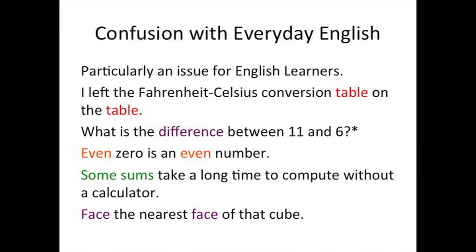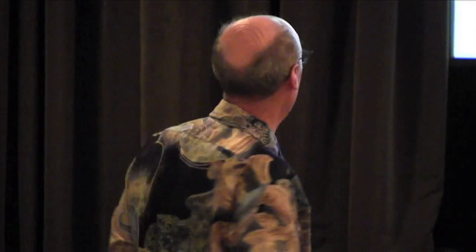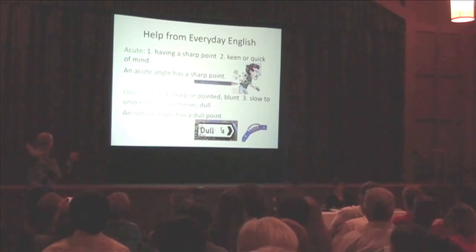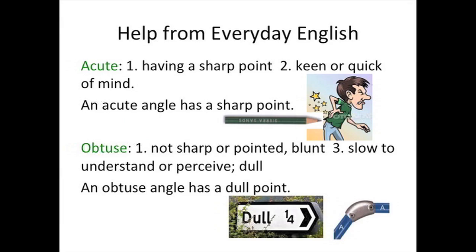I owe this one to Harold. What's the difference between 11 and 6? One answer is 6 is curvy and 11 is not, etc. There are a number of others. Acute, but sometimes we get help. Acute means sharp. Ouch. Obtuse means dull, and there's actually a city.